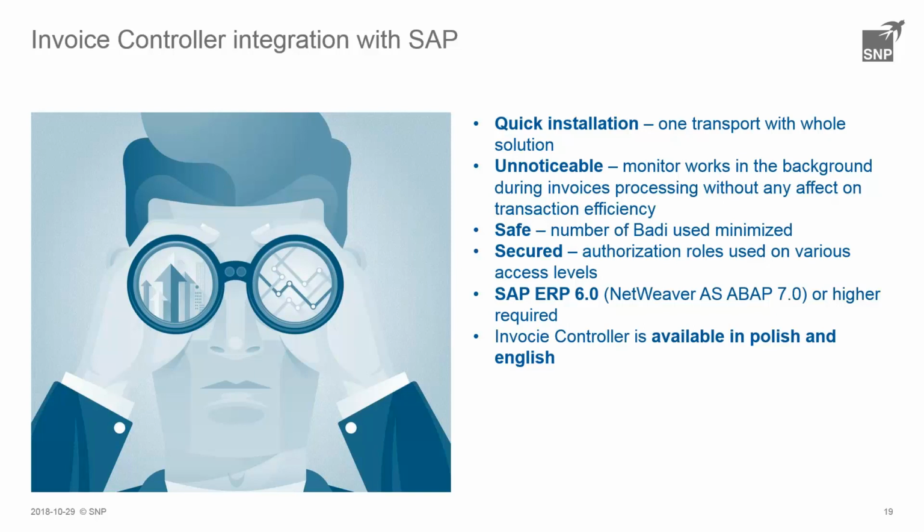The solution is also secured. Authorization roles used on various access levels are determined. Based on that, a user who has access to, for instance, employee master data can have no authorization for displaying an employee's salary. In this case, the column with salary information and salary values would simply not be visible to them. For Invoice Controller installation, SAP version 6 or higher is required. Invoice Controller is available in Polish and English.